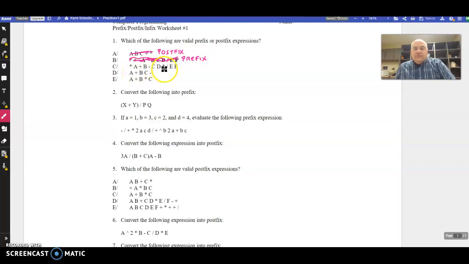Let's take a look at this one. Again, operators in the front, so we're hoping for prefix. Let's divide EF, so that takes care of those. But now we're going to multiply something with, we are missing something. So there's something missing here. Put a question mark in there. So this is neither. So this is not going to work. So this would be invalid. All right. Right away, I don't need to go any further.